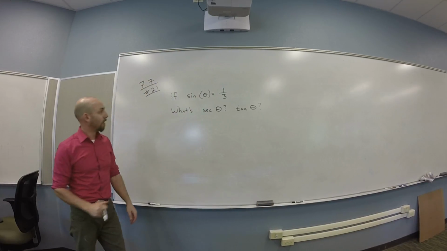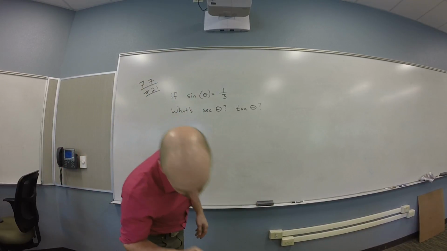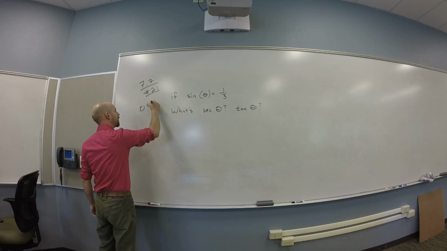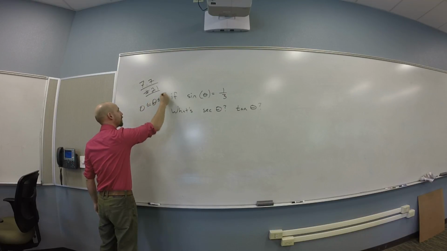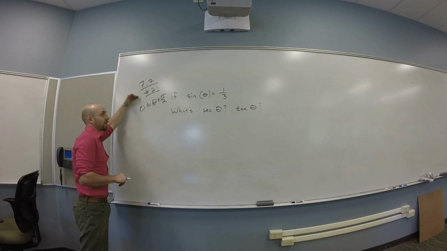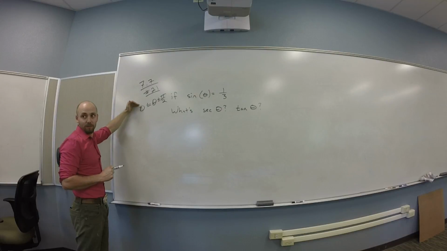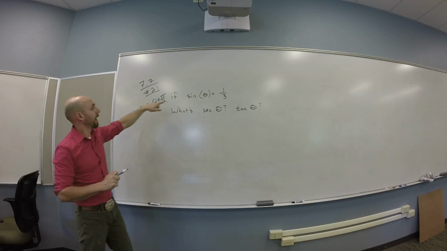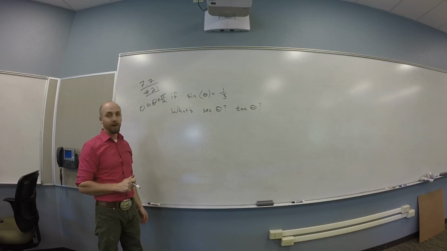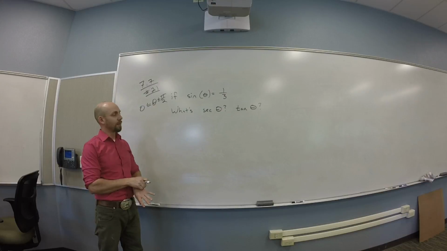All right, so, one further thing. Angles for this one are between 0 and pi over 2, which is important. Okay, so this is 7.7, number 21. Angles are between 0 and pi over 2, and if sine of theta is 1 over 3, they want me to calculate secant of theta and tangent of theta. Okay, so let's start with the easy one.